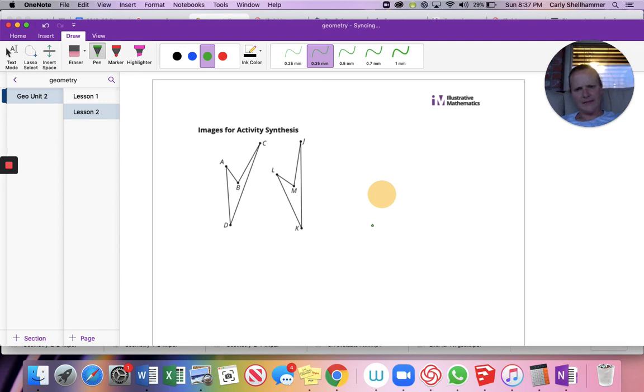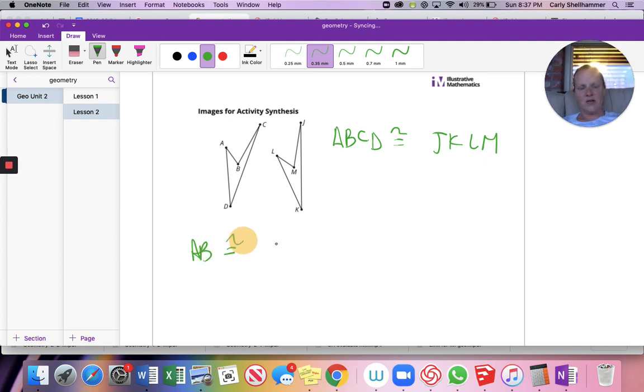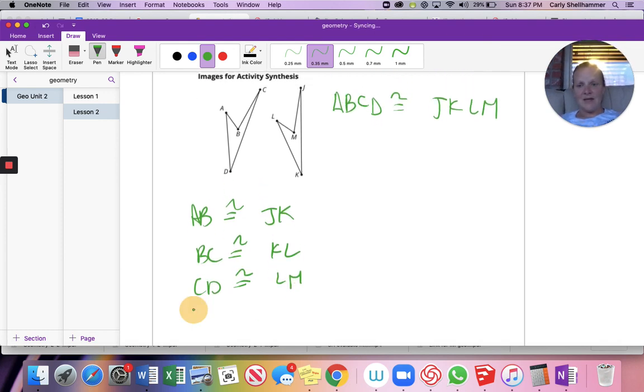Cool. Let's see. What are we doing with this? So here I have a quadrilateral. Display the congruent statement. ABCD is congruent to JKLM. Okay, that means that segment AB is congruent to segment JK, BC is congruent to KL, CD is congruent to LM. I'm just looking at the letters. I'm not even looking at the drawing. And then beginning and end, AD is congruent to JK.